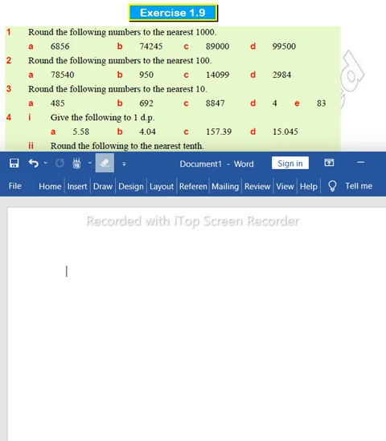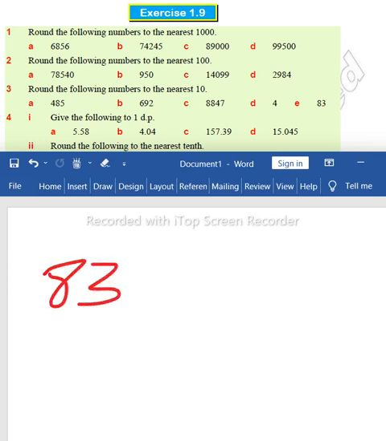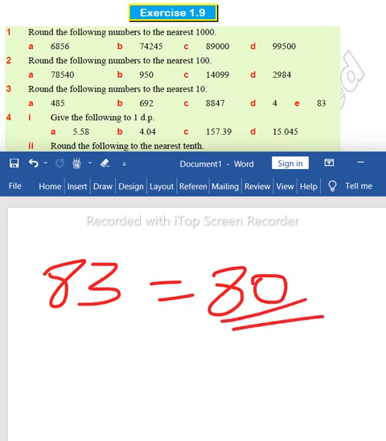The next question, D, is 4 only. We leave it as it is, because there is no number next to this number, so we leave it as it is. And the next is E, which says 83. Let us write 83. We see 3, and we make 3 into 0, so 80, because 3 is less than 5. So this is all about question number 3.